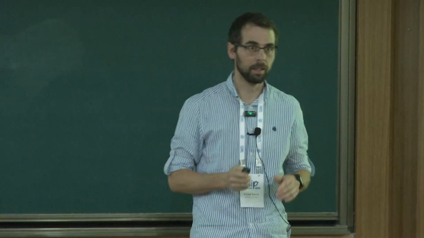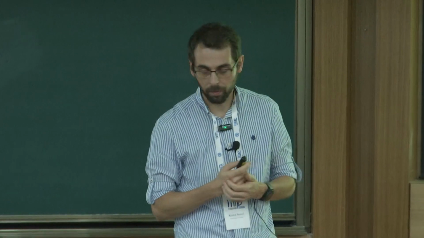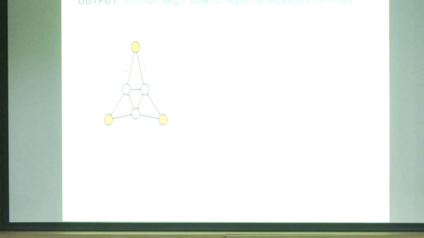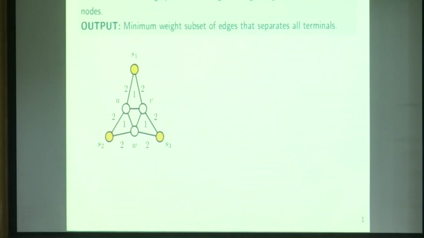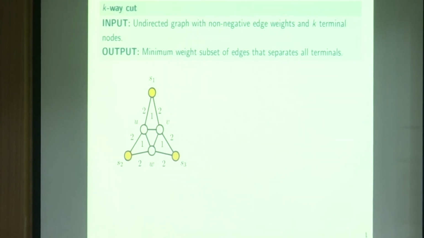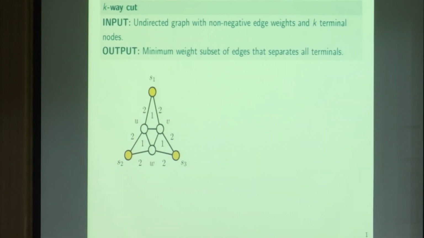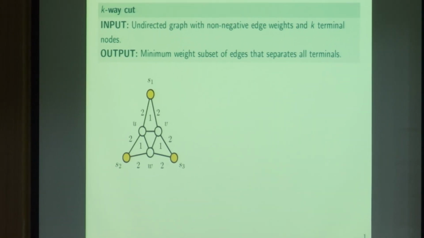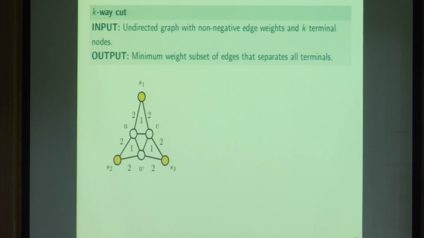Okay, so let me define the problem setting first. In the multi-way cut problem, or k-way cut problem, we are given an undirected graph with a non-negative weight function. And we are also given k terminal vertices. The goal is to delete a minimum weight subset of edges such that you separate all the terminals from each other. It's a very basic problem, one of the toy examples in courses on approximation algorithms, because you can find, as you will see, a very simple two approximation for this problem.